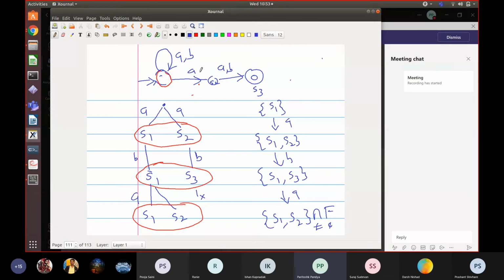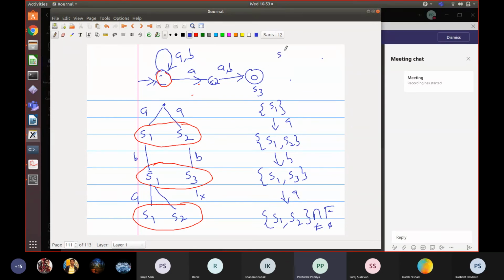But we have to only check whether its language is empty or non-empty. So we even ignore the letters. We just search for one path from a start state to a final state. Okay. So we treat this automaton as a graph, and in the graph from one of the start states, you have to check whether there is a path to one of the final states, right?